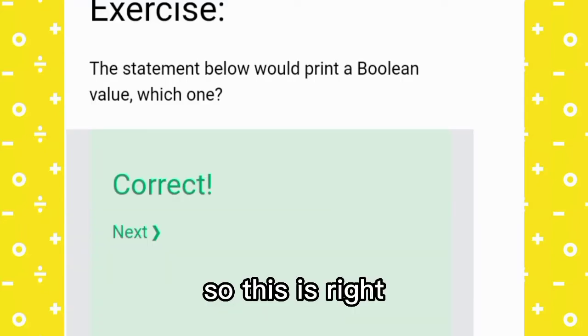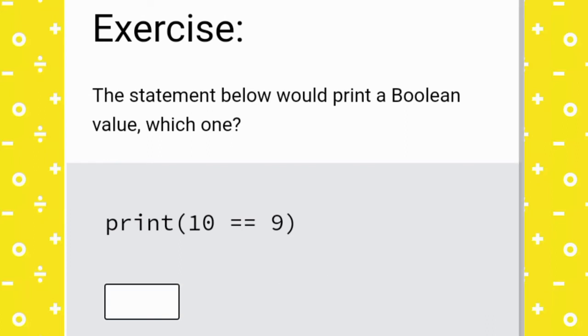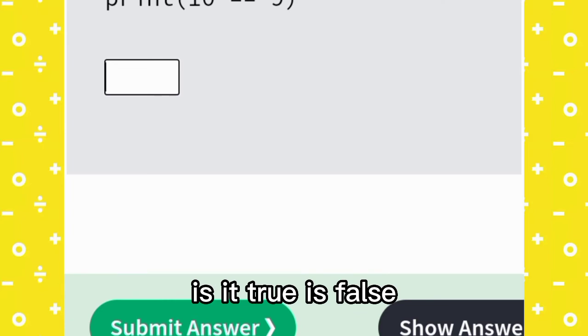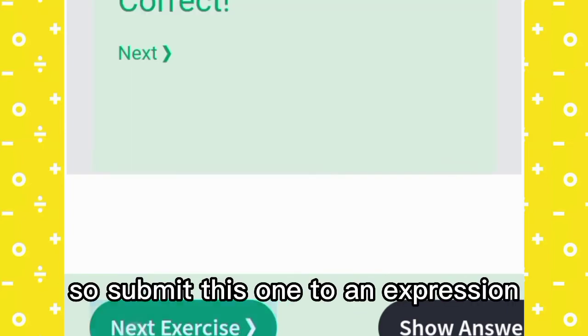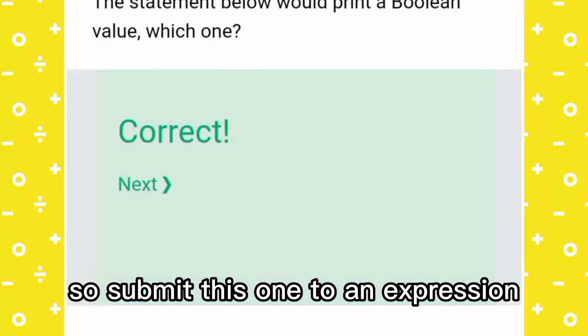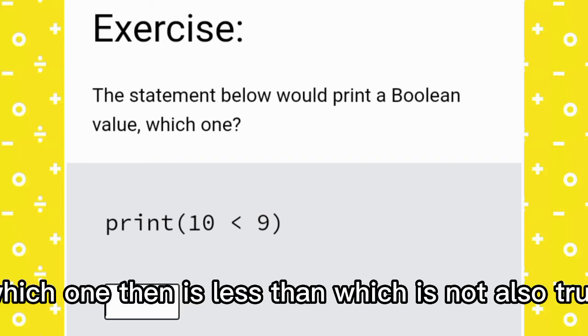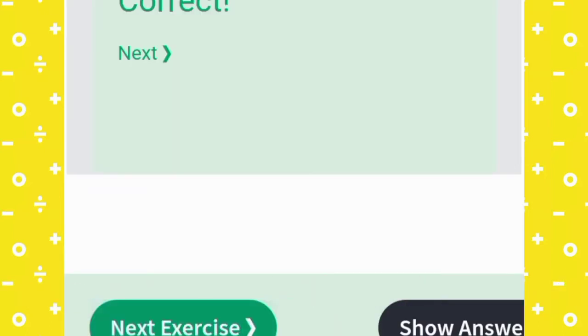So this is right. The next question is the statement below will print a boolean value. Which one? 10 is equal to 9. Is it true? It's false. Clearly 10 is not equal to 9. So we submit this one too. The next question says what? The statement below will print a boolean value. Which one? 10 is less than 9, which is not also true. Write there false, starting with a capital letter.